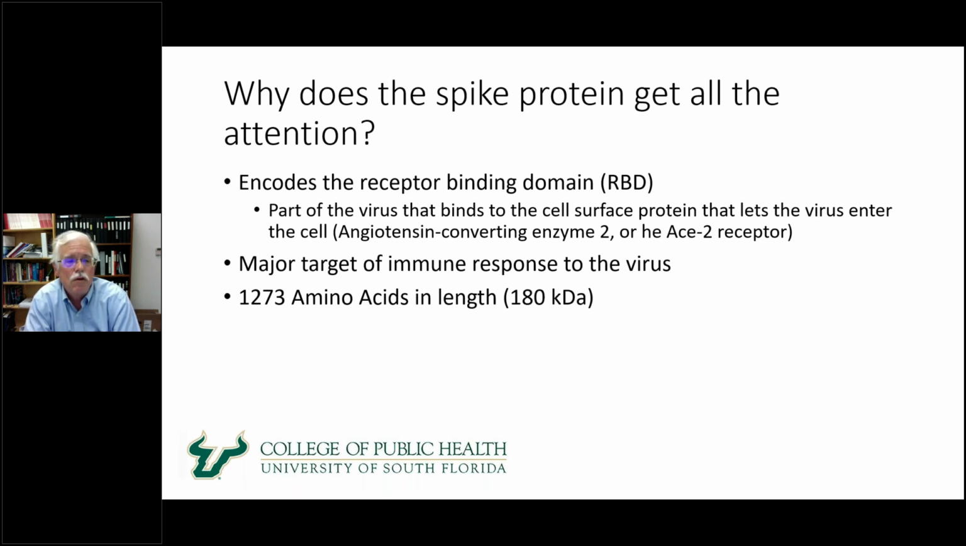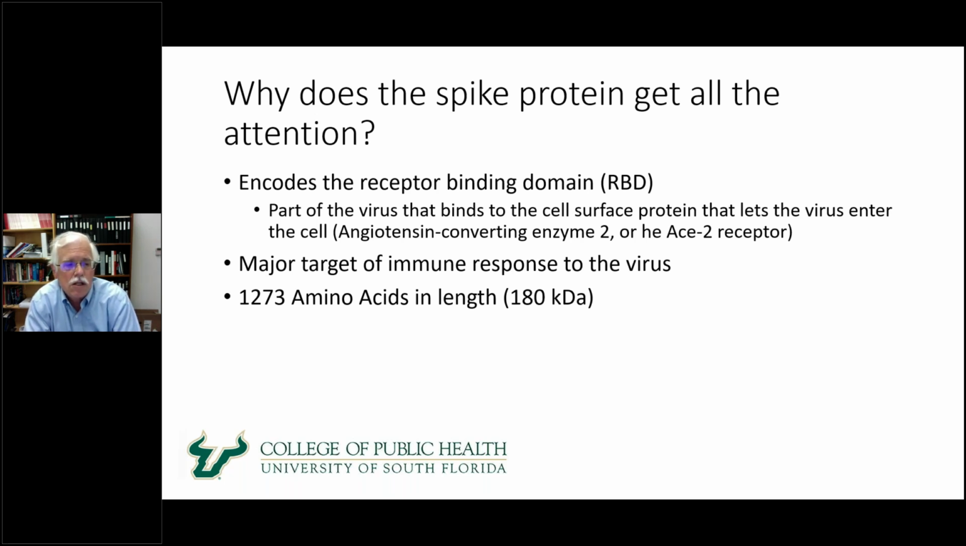First, the spike protein encodes the receptor binding domain of the virus, which is the key that allows the virus to bind to and invade our cells, and therefore infect our cells. The receptor binding domain binds to an enzyme on the surface of the cell known as the angiotensin converting enzyme, which is an enzyme that's involved in regulating your blood pressure. The ACE2 receptor, for short.